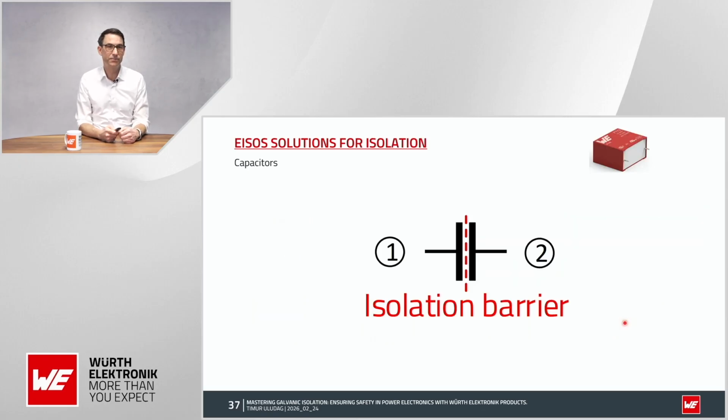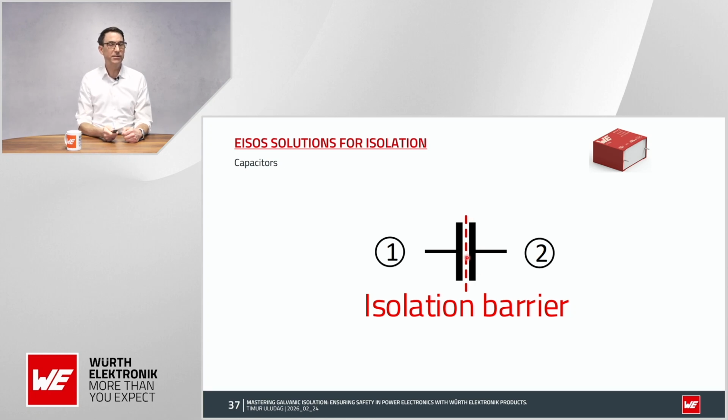The capacitor. A capacitor can realize a galvanic isolation by allowing the transfer of an AC signal or a transient signal between two circuits while blocking DC current. This is achieved because a capacitor consists of two conductive plates, separated by an insulation material known here as a dielectric.